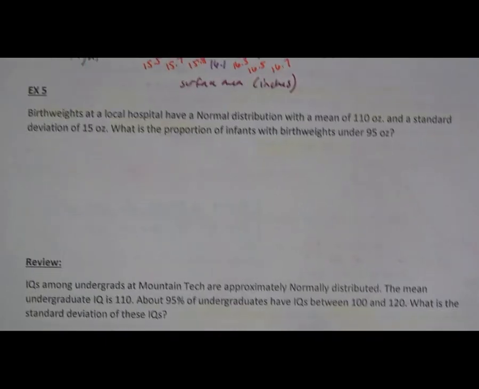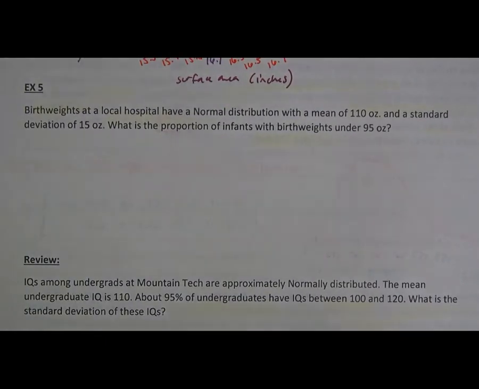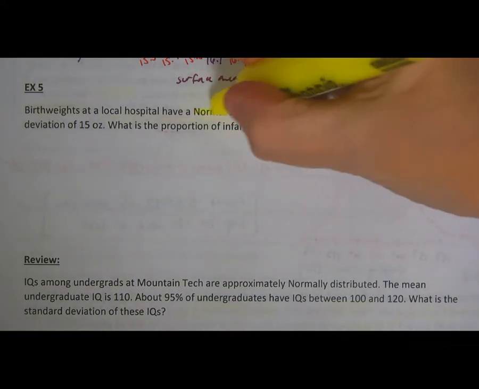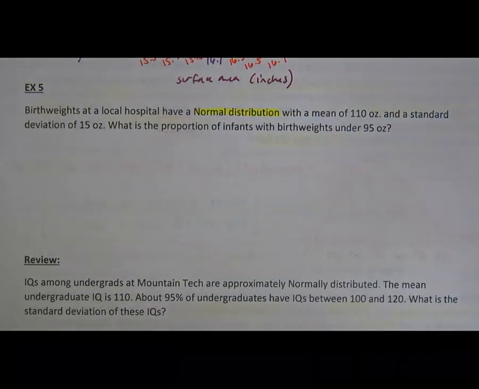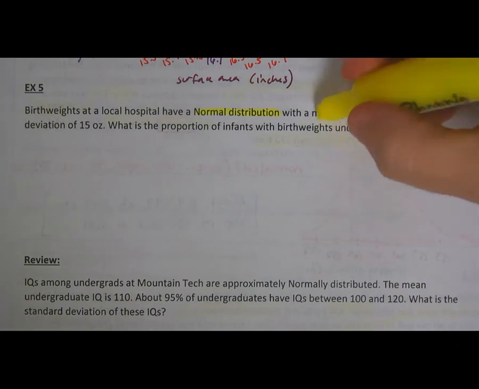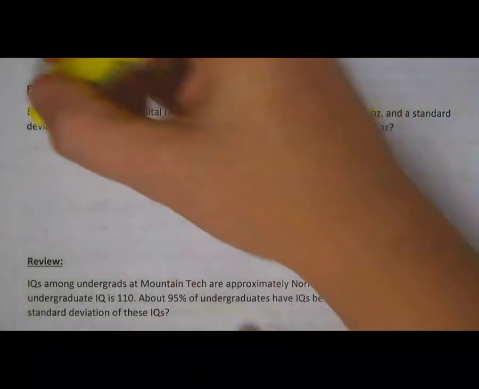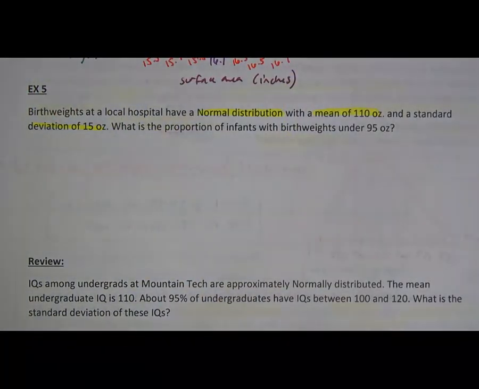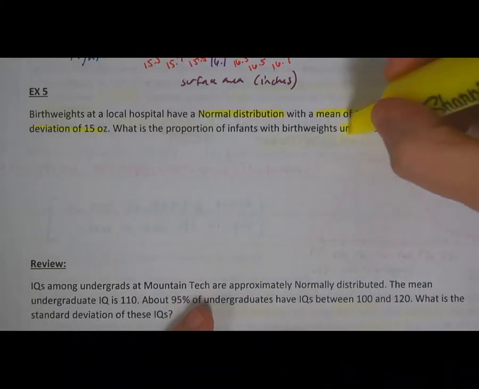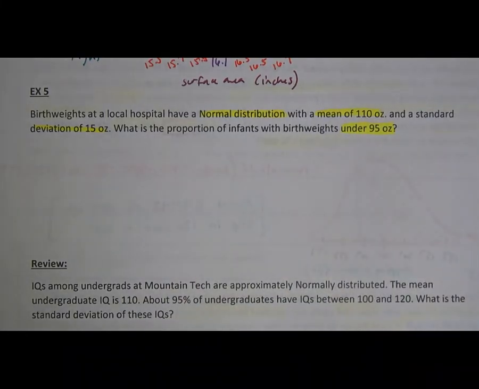All right, example 5. Birth weight at a local hospital. Birth weights have a normal distribution. The mean of these little babies is 110 ounces at this specific hospital. The standard deviation is 15 ounces. What proportion of infants are under 95 ounces?